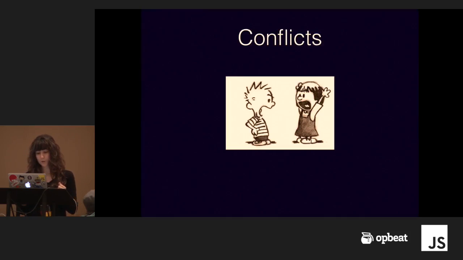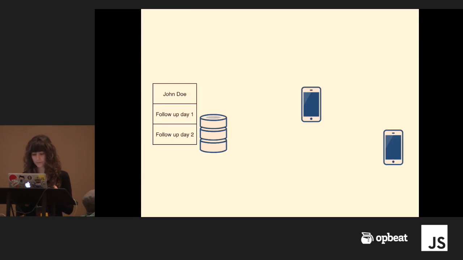A second very common problem if you are dealing with offline applications is dealing with conflicts. What do I mean by conflicts? This was our original data model in the database. And so we have the remote database and 2 contact tracers. Let's assume for simplicity that they only synchronize data at night.